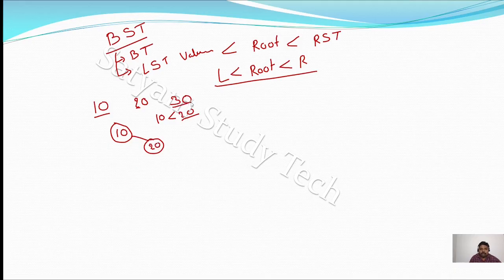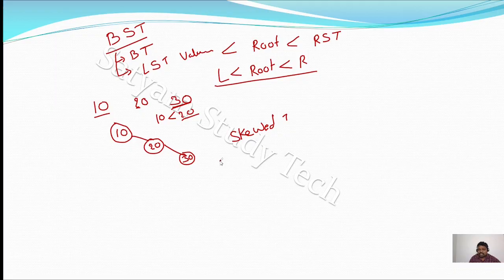Then if we want to insert 30, we compare with the root node, which is smaller. Then we compare 30 with 20, which is also greater, so 30 will be placed here. You can see this is the binary search tree. So what is the time complexity of this binary search tree? It is also called a degenerated tree, a left skewed or right skewed tree. Here it is a right skewed tree.